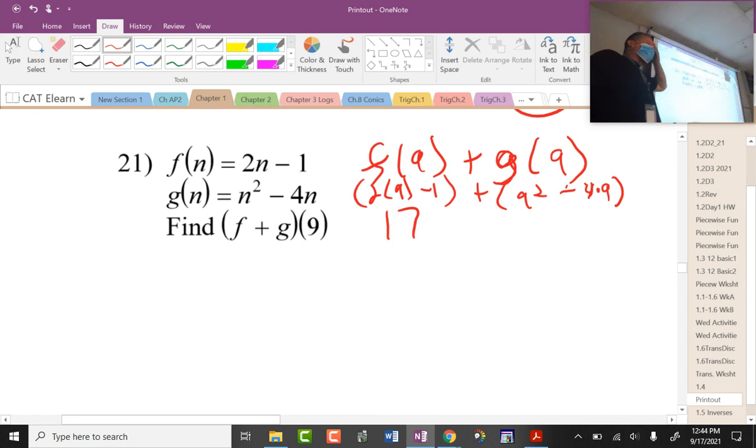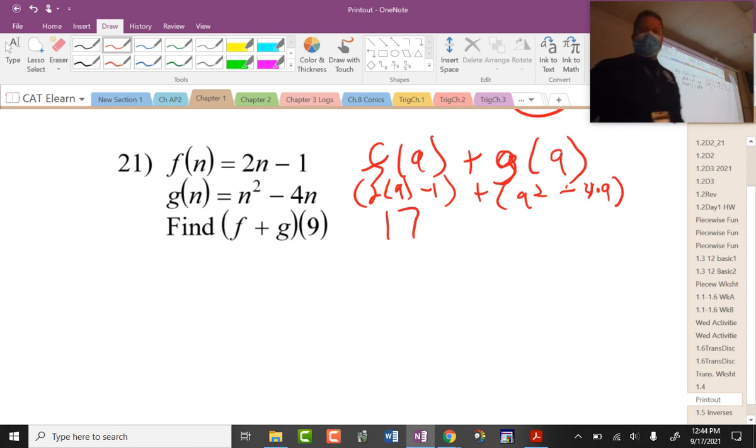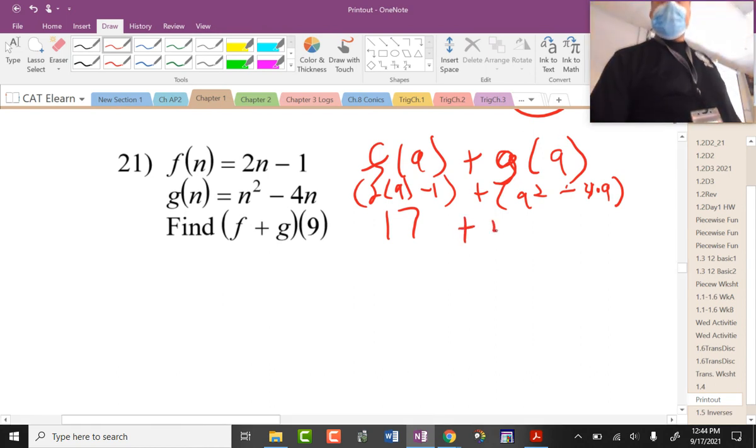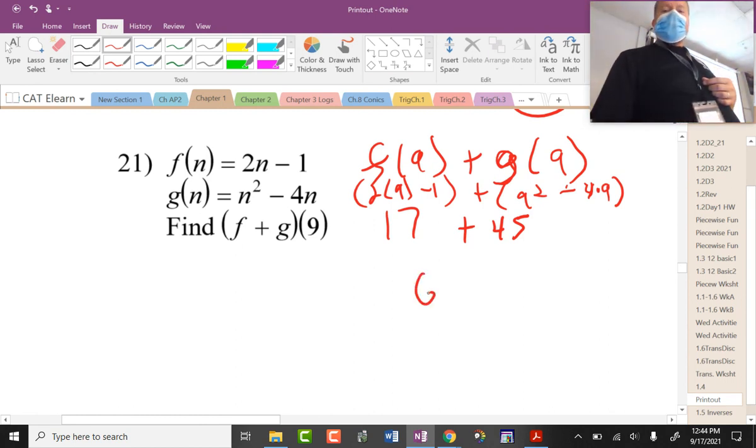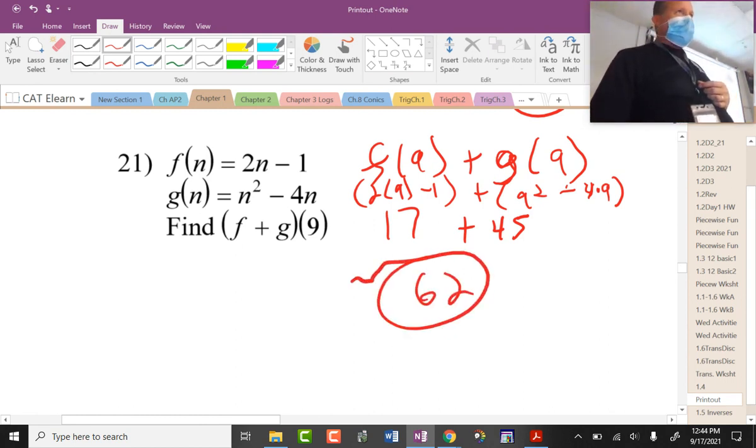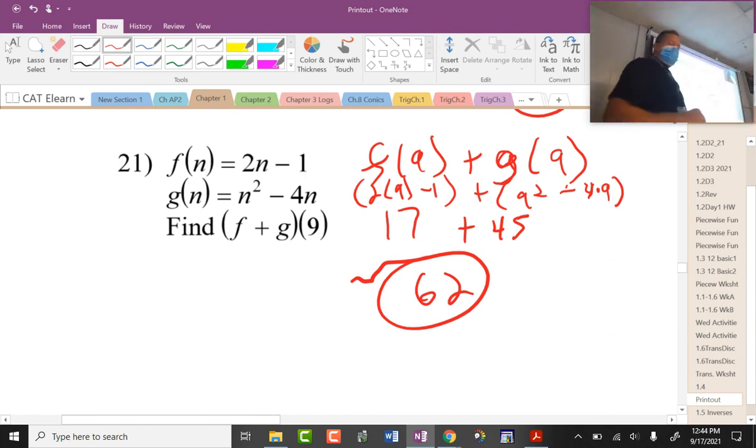81 minus 36. 81, 71, 61, 51, 41. And I was going to add 4 back. 45. Nice. And it is positive. And then 45, 55, 62. Is that right?